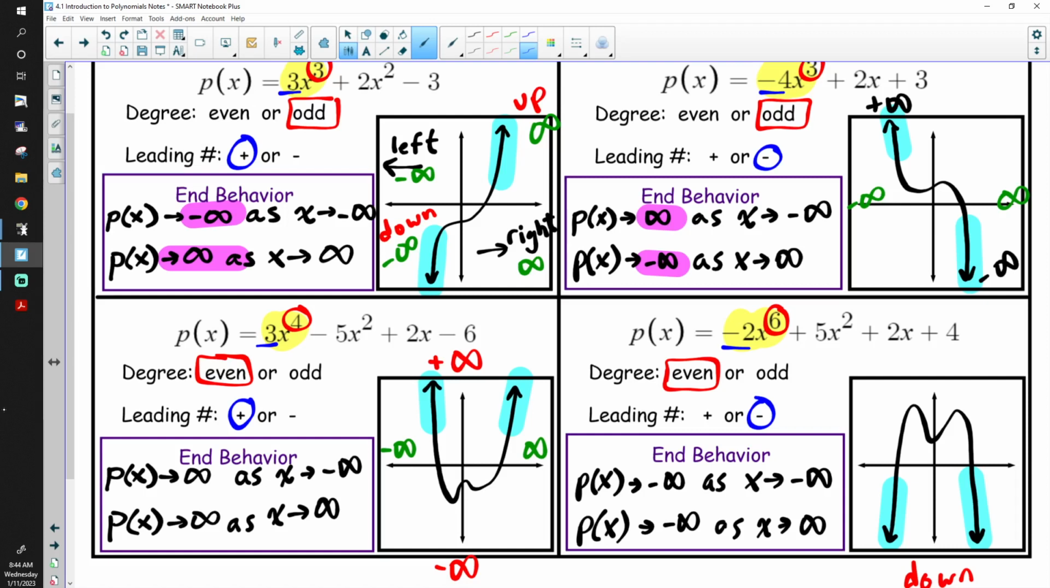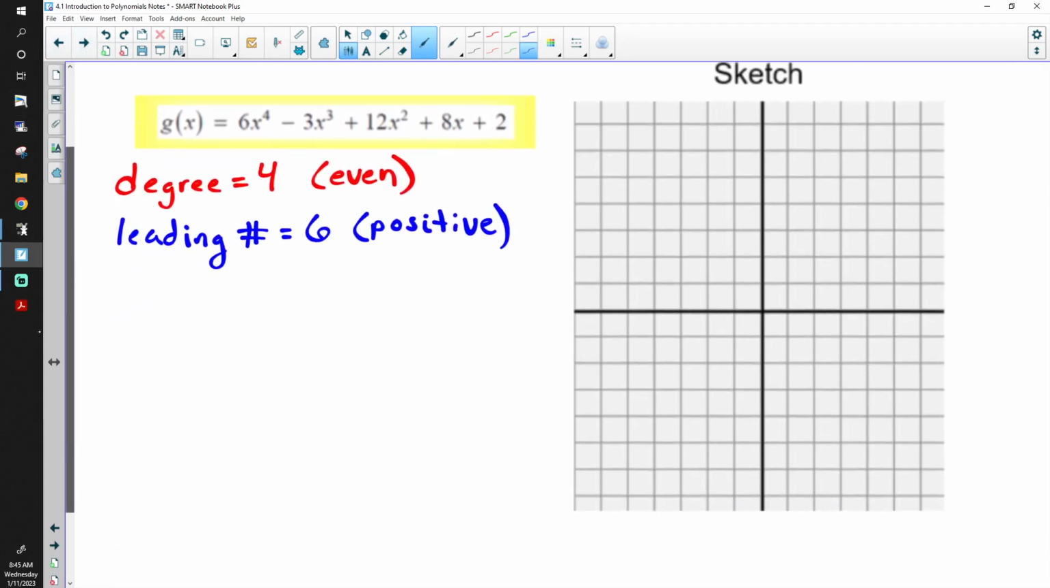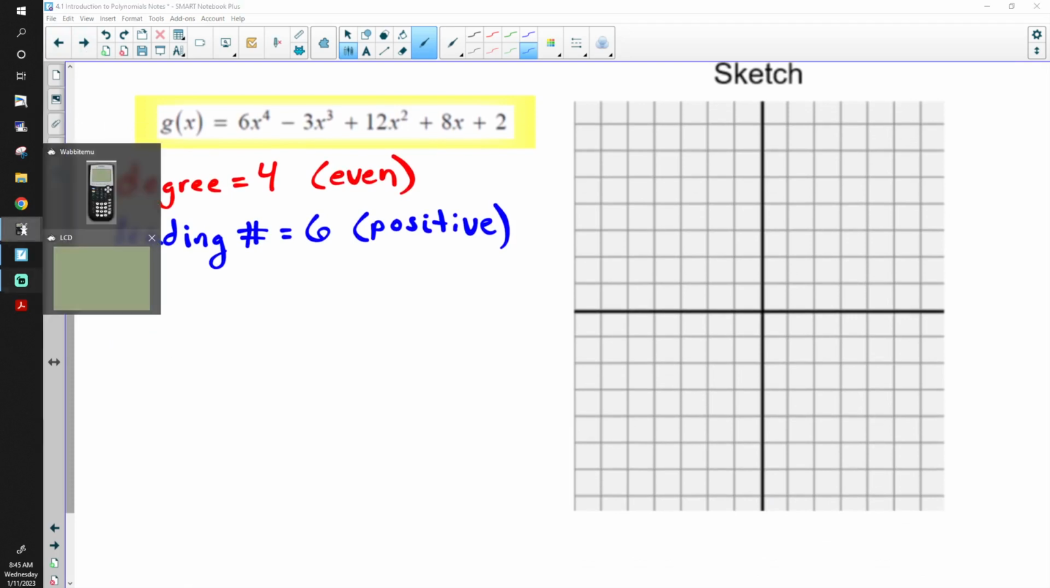Because that polynomial was even and positive, we know this is going to be its end behavior, and we didn't even have to graph it. This is what it's going to be. The left side's going to go up, and the right side's going to go up. This is like your big cheat sheet. So, let's find our sketch. But we know the left side and the right side should go up.